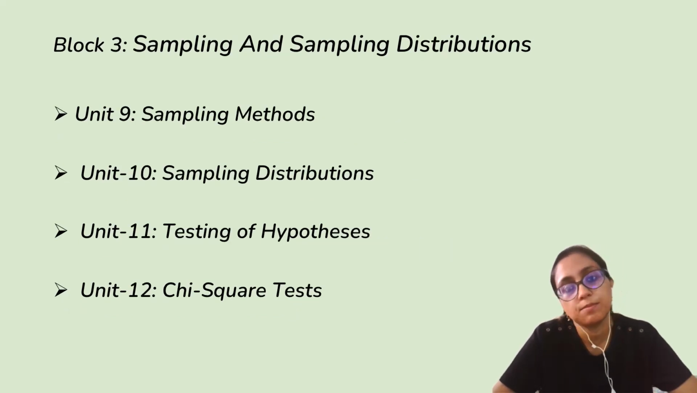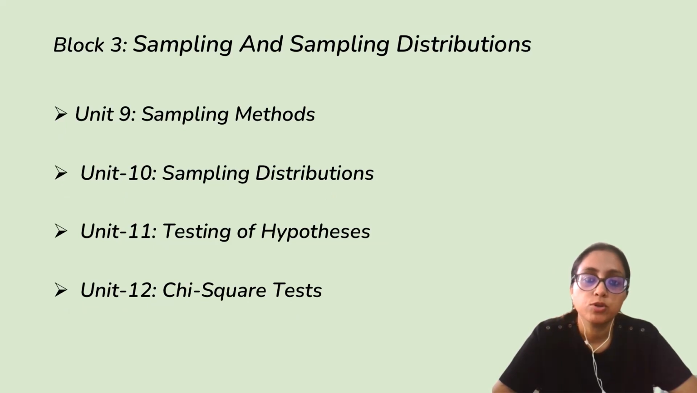Block 3 consists of sampling and sampling distribution. A sample is used when we are not able to study each and every unit of the population. When the population is quite vast, then we study sampling. It means that we take a certain sample and try to study that. So this block is basically about that only. In unit 9, we'll study what the sampling methods are, and the various ways in which we can draw a sample, like simple random sampling, quota sampling, judgmental sampling, and so on. We'll study each of them in detail.